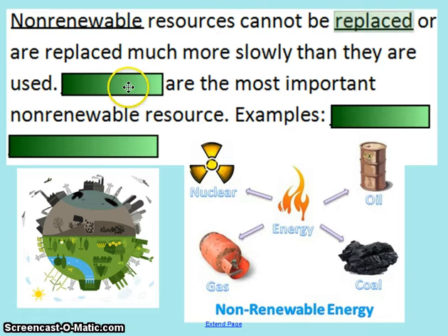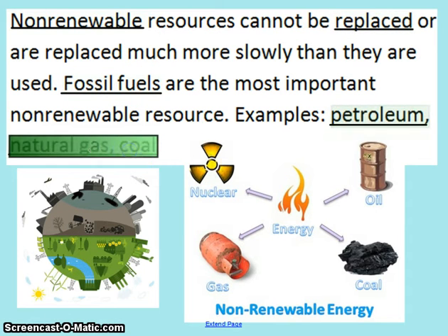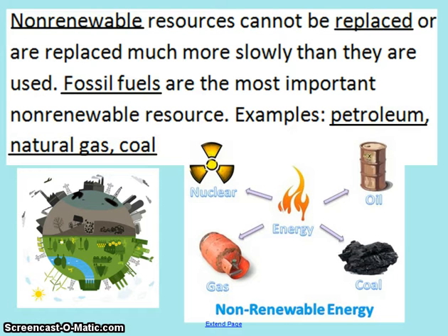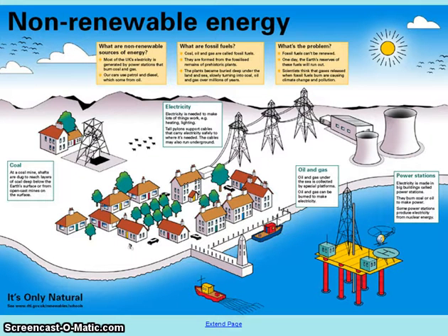Non-renewable resources cannot be replaced or are replaced much more slowly than they are used. Fossil fuels are an important non-renewable resource. Some examples of fossil fuels would be things like petroleum, natural gas, and coal. This picture is showing some non-renewable energy resources and how frequently we use them. These are going to be things like coal, electricity, oil and gas, and nuclear power stations.